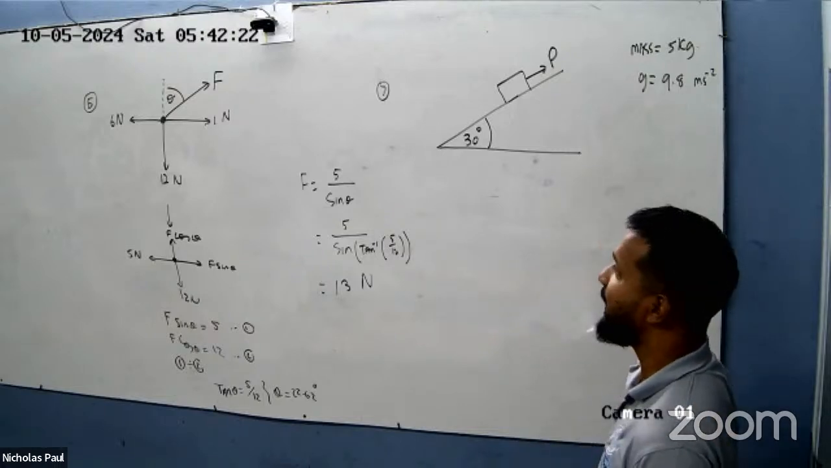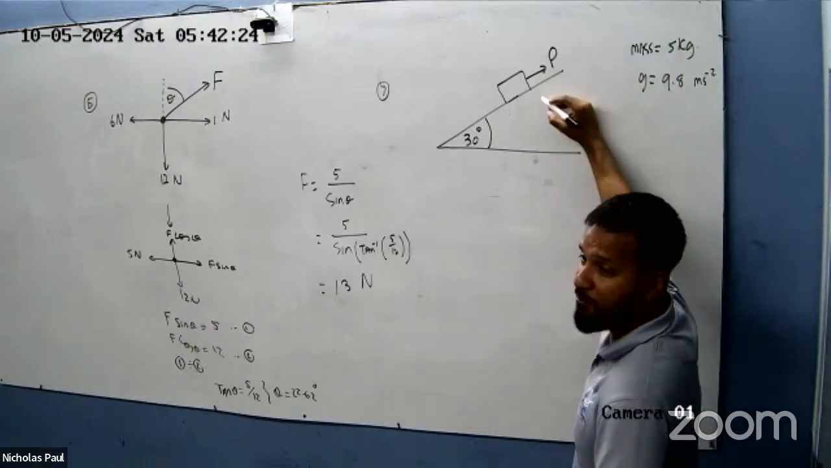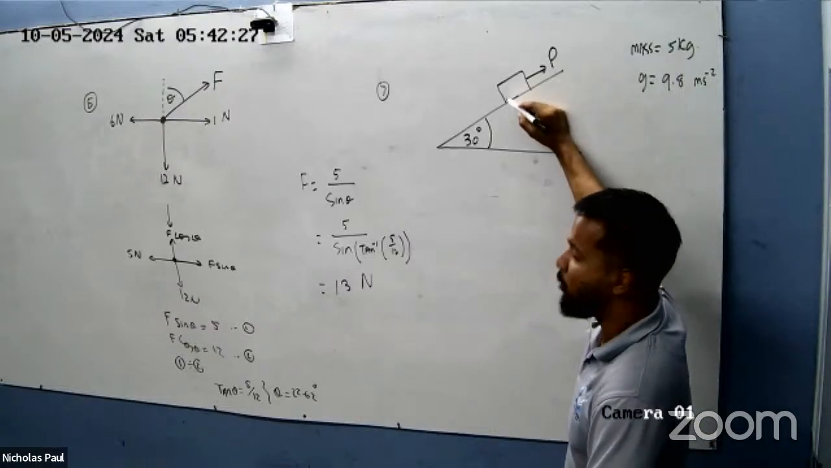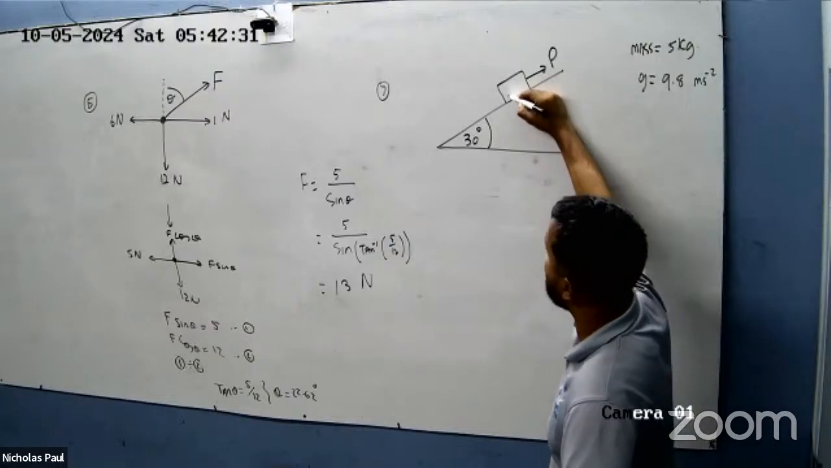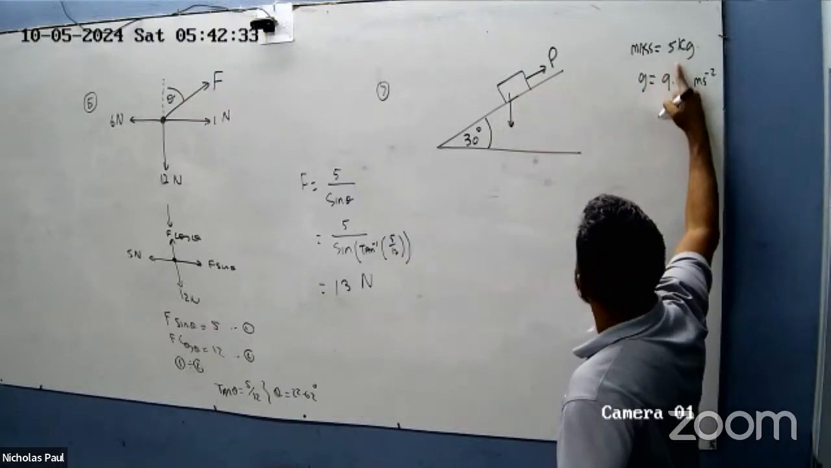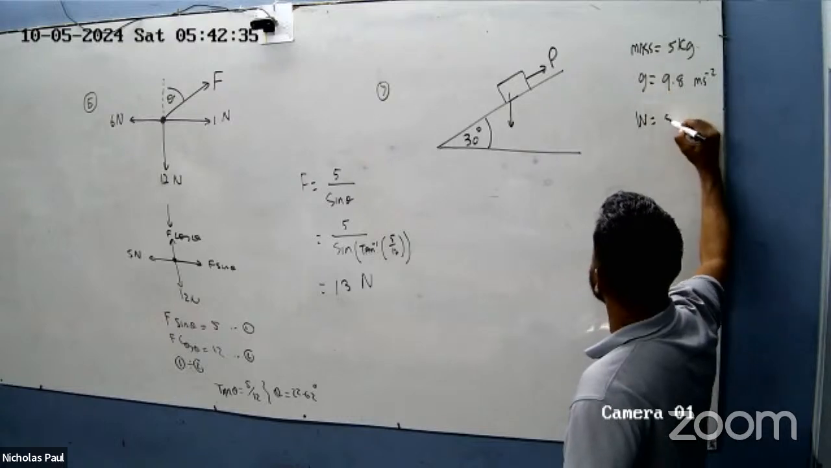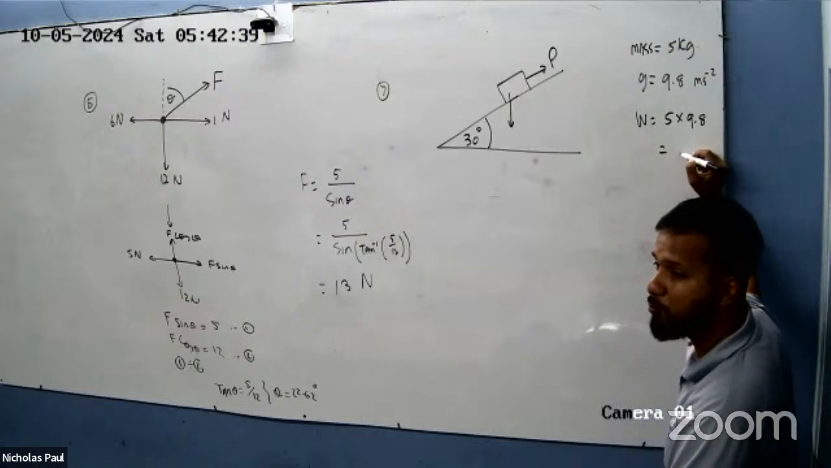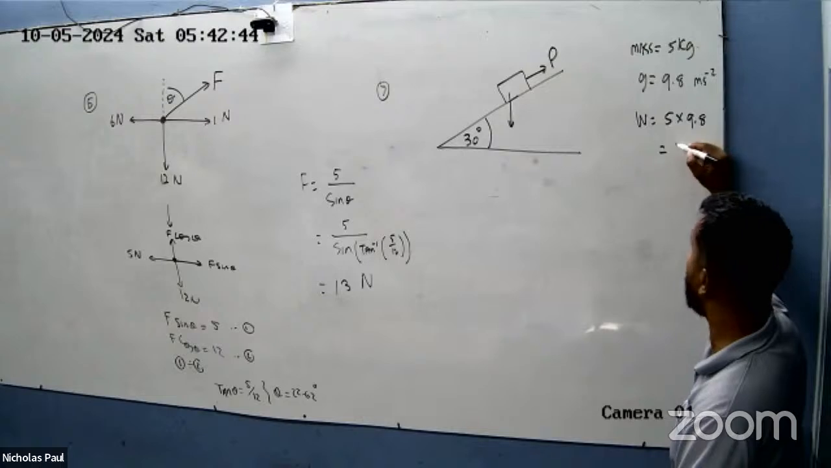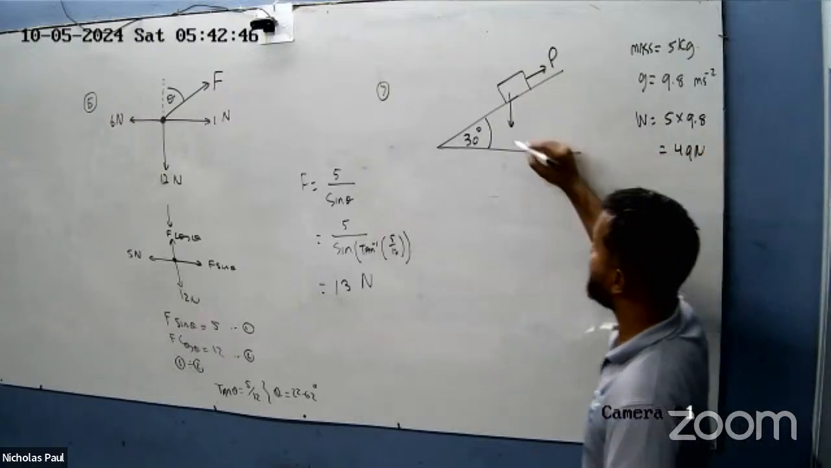Alright, so first thing first, you should at least have the force acting on the object. What's the force acting on the object? The weight is the force. So that will be 5 by 9.8, which is how much? 49. So that's 49 newtons.